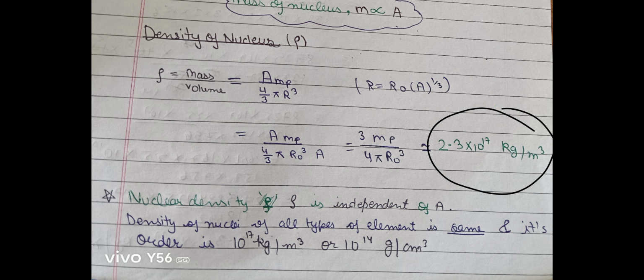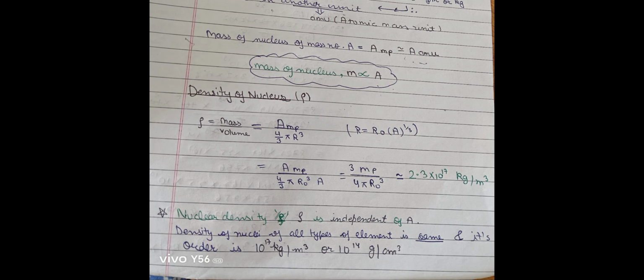Nuclear density is obviously independent of A. हर जगह A पे dependency थी, यहाँ पे A ही कट गया. तो डेंसिटी हर टाइप के एलिमेंट के, पीरियोडिक टेबल में जितने भी एलिमेंट हैं उन सब की डेंसिटी ऑफ न्यूक्लियाई एक ही समान आएगी. That is of order 10 raised to power 17 kg per meter cube, या फिर ग्राम में लिखेंगे 10 raised to power 14. यही आएगी डेंसिटी.